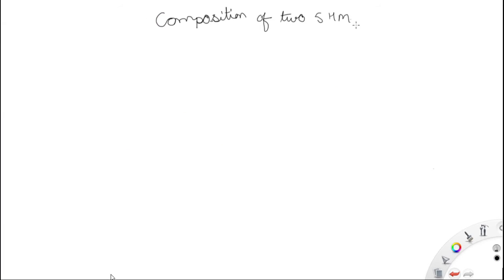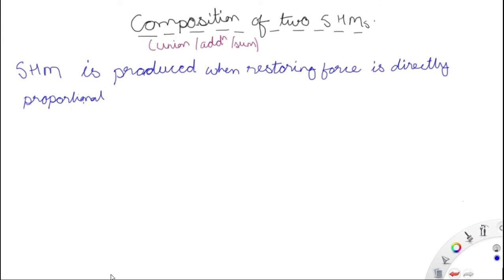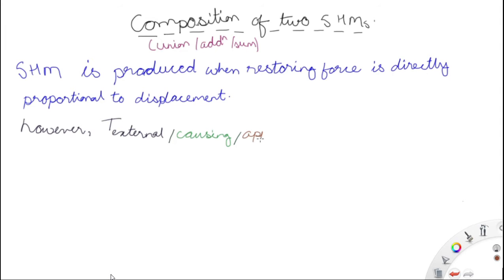Now composition of two SHMs, that was the first case. The composition is also known as union, addition or sum. Composition means addition, which means you are adding two simple harmonic motions. In set theory it is known as union. When you are dealing with sets, considering these things as a set, you are dealing with union. And sum means integral values. If you have the integral values, then add those values.